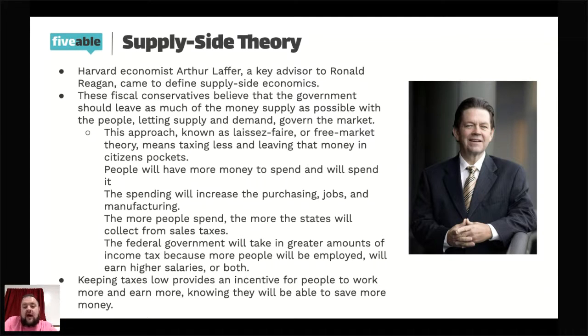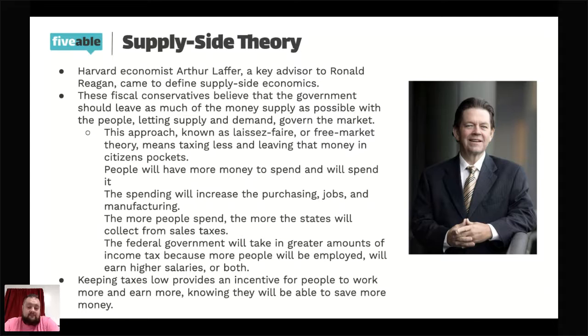So this approach is often known as laissez-faire. And if that's a term you don't know yet, it's a term you definitely need to add to your government vocabulary, which is just the French phrase for hands off, okay? And it means taxing less and leaving that money in the citizens' pockets. So the government says, look, if we're using supply side theory, we're not going to spend as much money. And as a result, we don't need to tax as much. We're going to give that money back to the people.